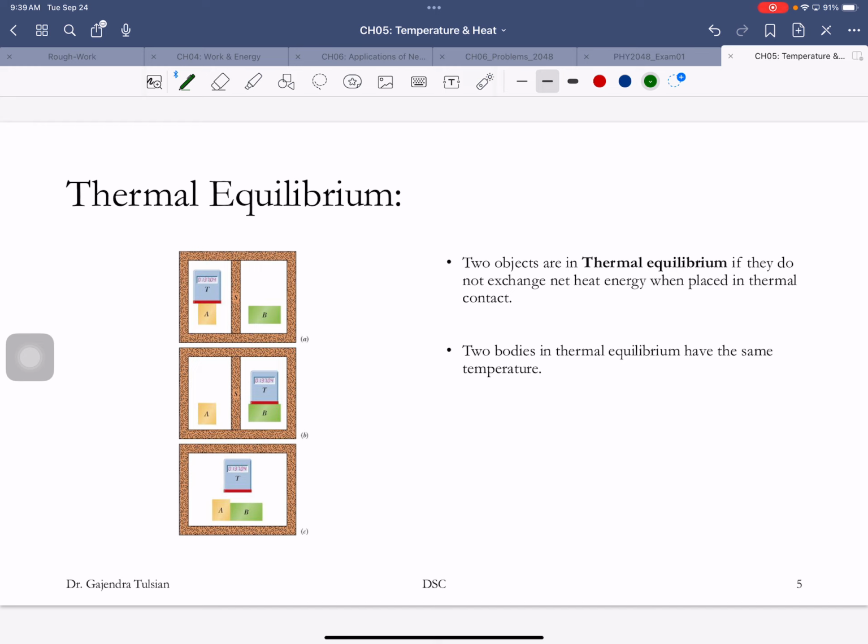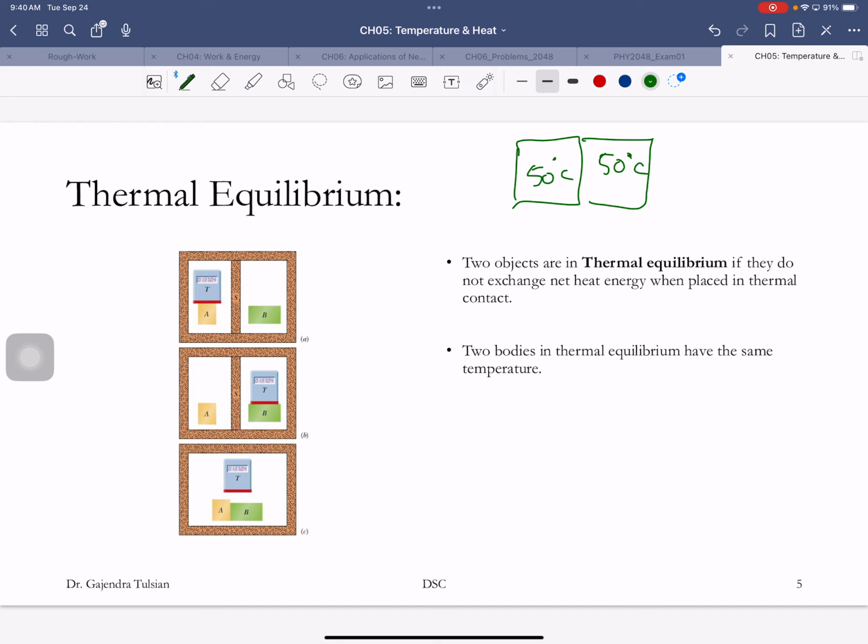Yep. Thermal equilibrium. Two objects are in thermal equilibrium when they have the same temperature. And when they're in thermal equilibrium, are they exchanging energy? So, for instance, this object and that object are at the same temperature. Are they exchanging energy? They are exchanging heat, but there is no net exchange of heat.